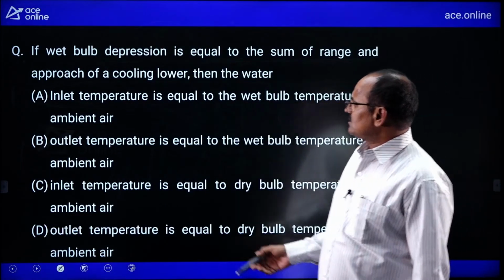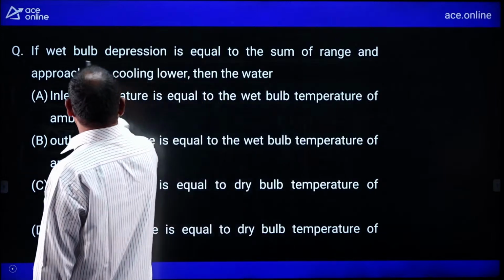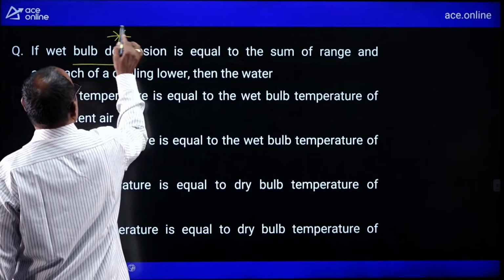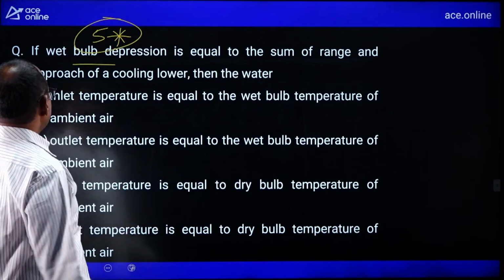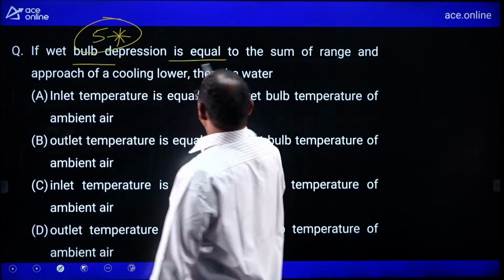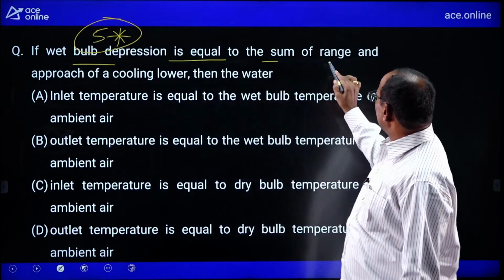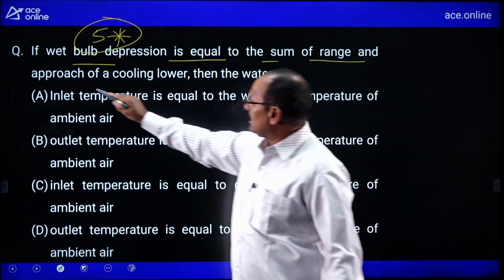Similarly, look at the next question. It is a very important question, most expected question in competitive exams, 5-star question. If wet bulb depression is equal to the sum of the range and approach.